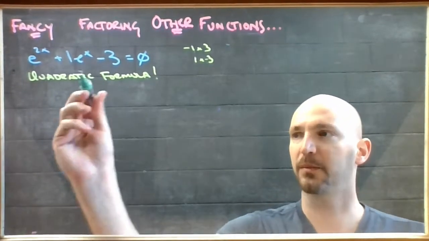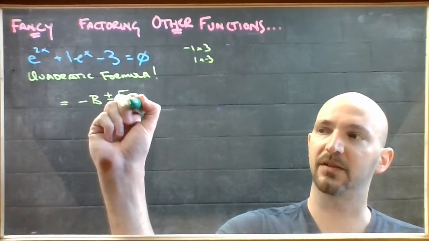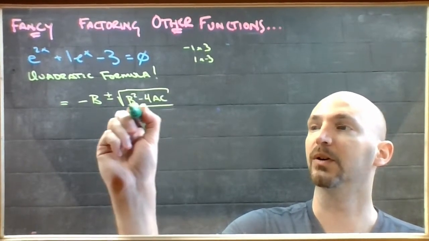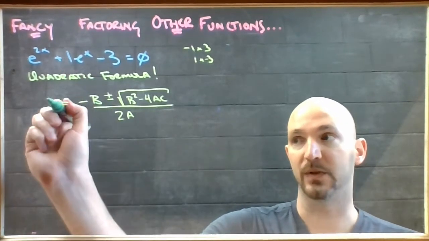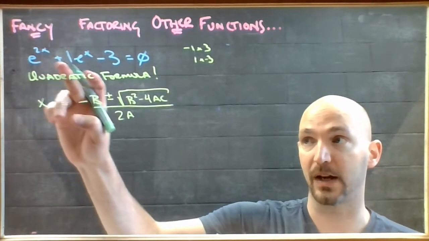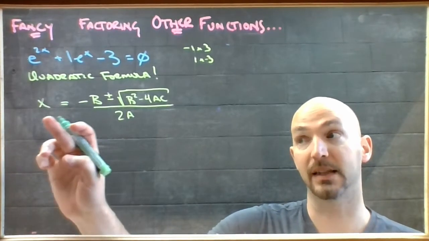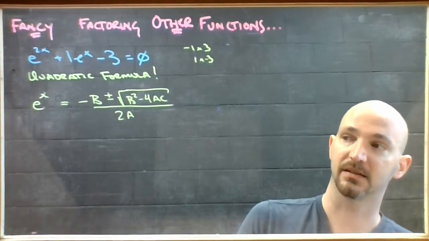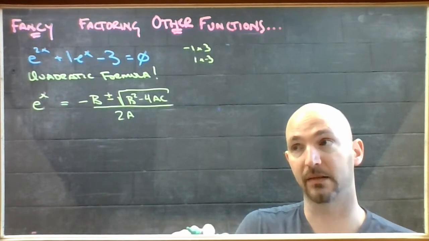So quadratic formula is -b plus or minus square root of b squared minus 4ac all over 2a. Now normally that would be equal to x, because our quadratics usually had x squared plus 1x minus 3. But this is not a normal quadratic. This is a quadratic that uses the exponential as its base. So instead of an x here, I write e to the x. Other than that, it's exactly the same.